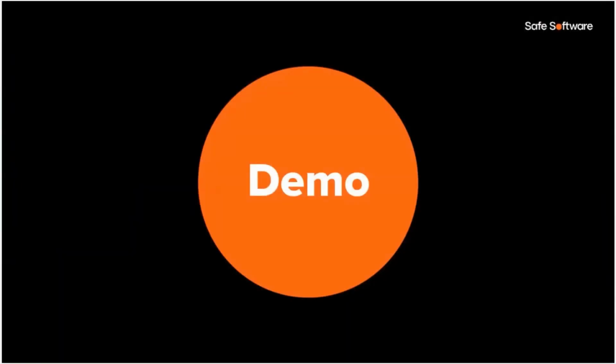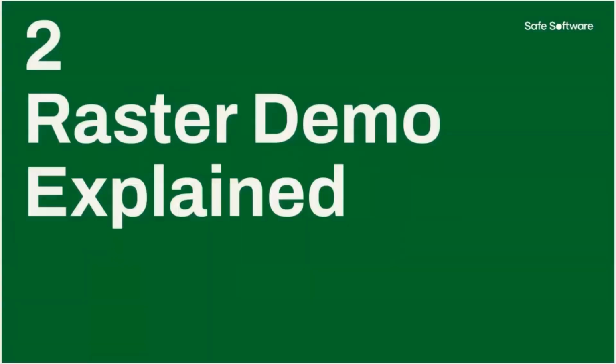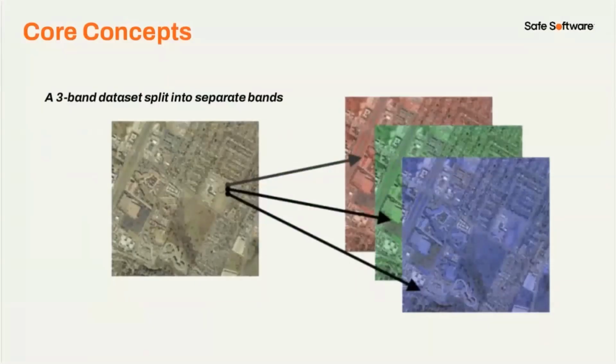Now that we've seen our demo in action, let's quickly dive into some of the core concepts of imagery to give ourselves a quick refresh. So a raster data set represents data as a grid of cells or pixels, each holding a value. Rasters can have one or more bands where each band represents a layer of data. Single band rasters store numeric data like elevation or temperature. An example is a digital elevation model.